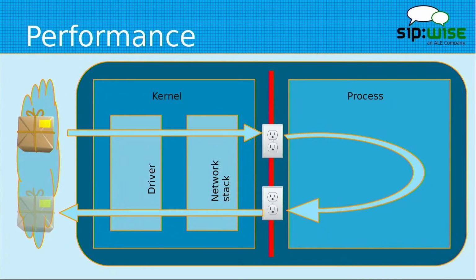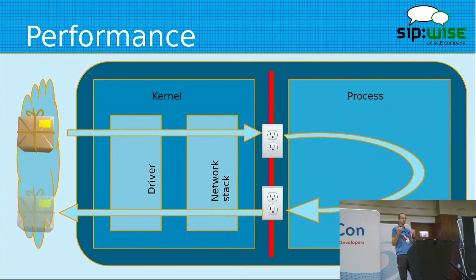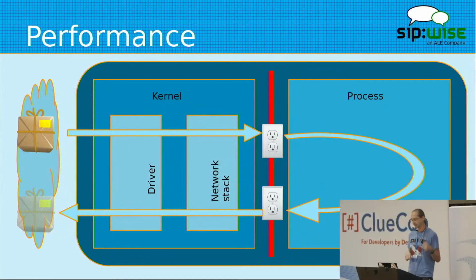The packet comes in from the network, goes through the driver, goes through the network stack, is eventually assigned to a socket. The process then picks up the packet from the socket, essentially does nothing with it, might not even look at it, just picks up a different socket, sends it back out there, goes back out through the network stack and eventually out on the wire.